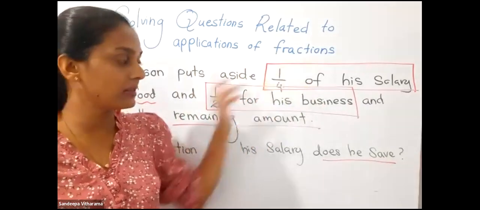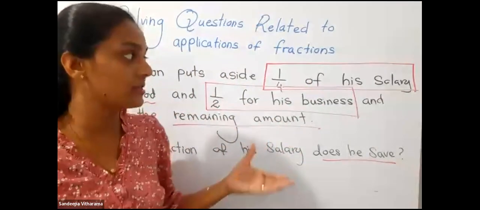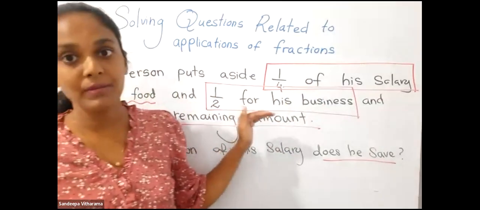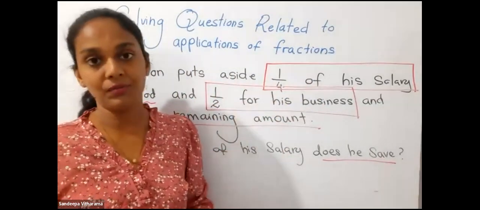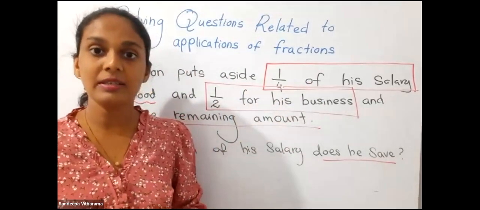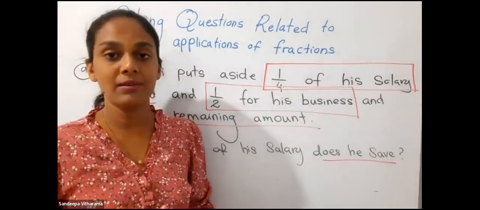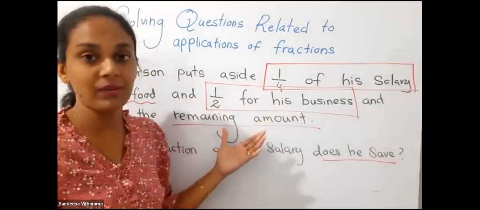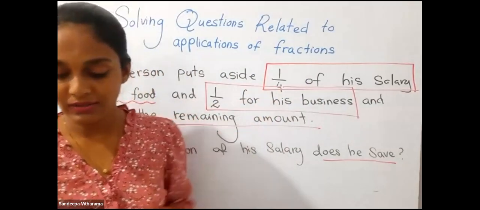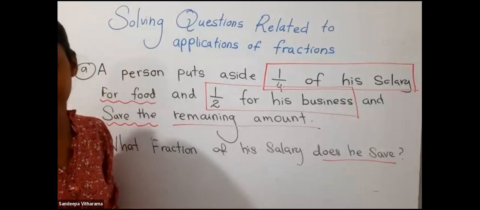You have to find the total of the fractions that he has spent for the food and the business. Then after, as I explained, we consider his salary as one whole thing. Then we have to subtract that obtained fraction from 1. Okay, shall we do this? Okay, first of all, write down this one.